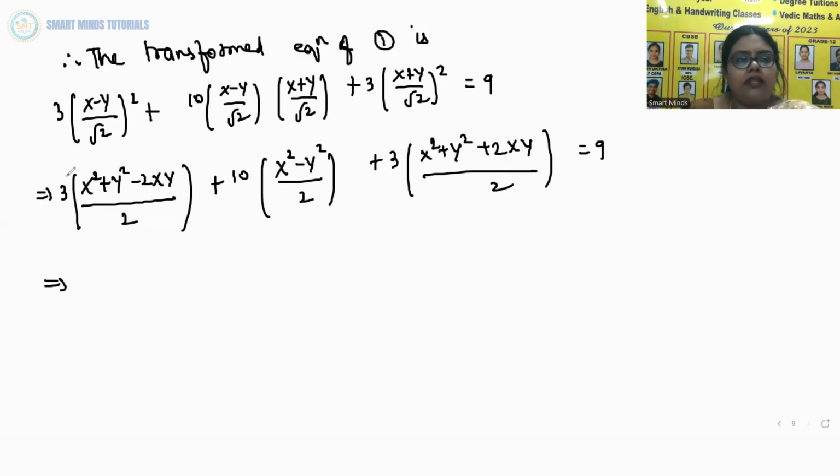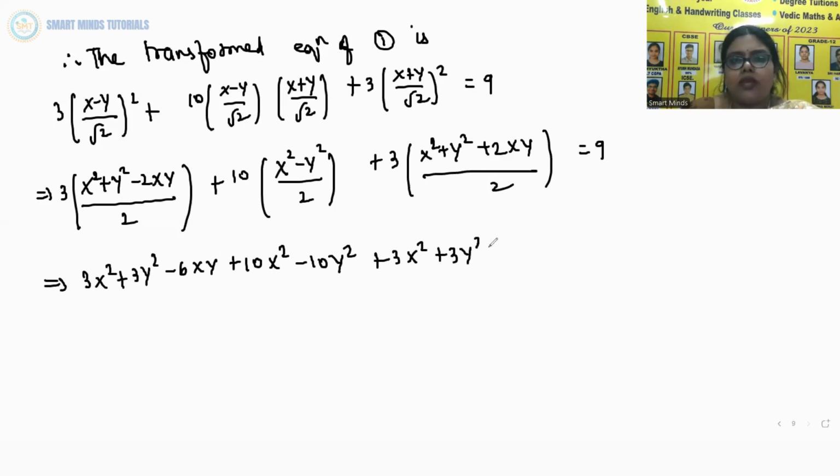Now we multiply the numerators. So 3X square plus 3Y square minus 6XY plus 10X square minus 10Y square plus 3X square plus 3Y square plus 6XY. Now whole denominator is 2. If that 2 goes to the other side, it becomes into 2. So 9 into 2 will become 18.